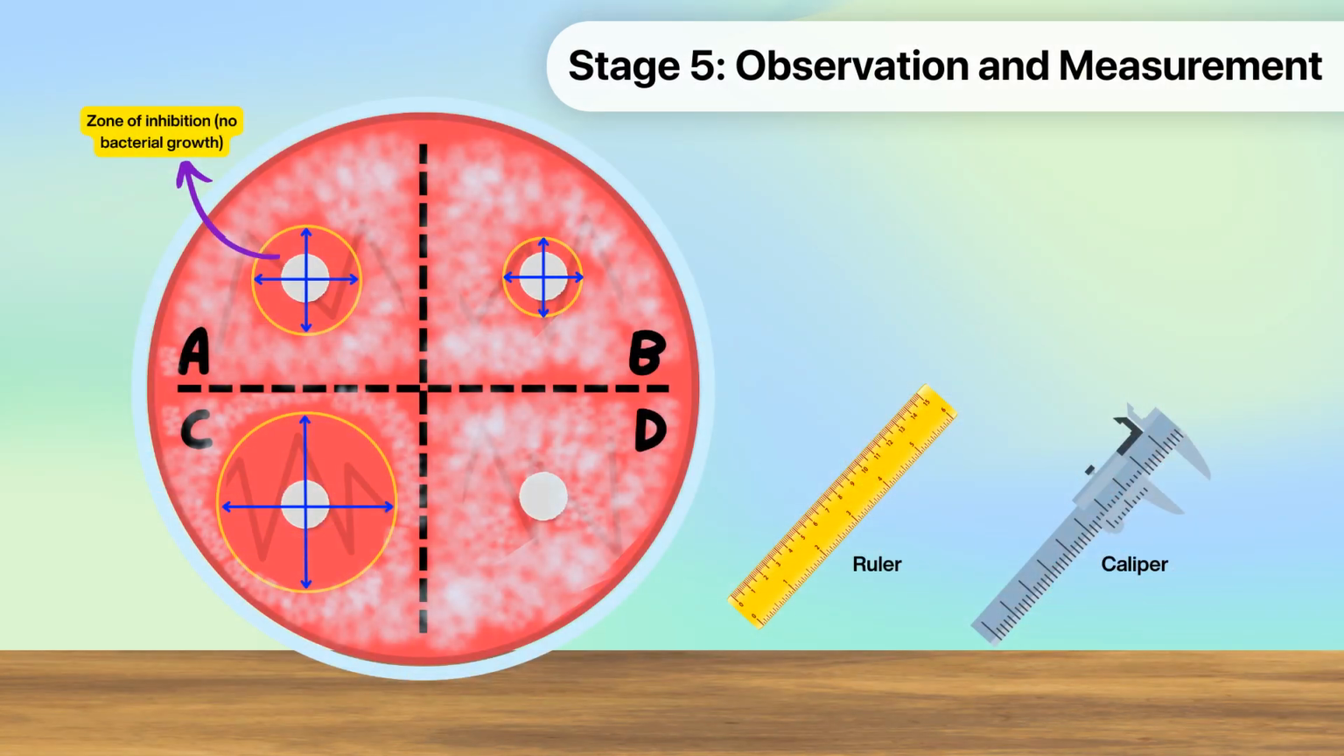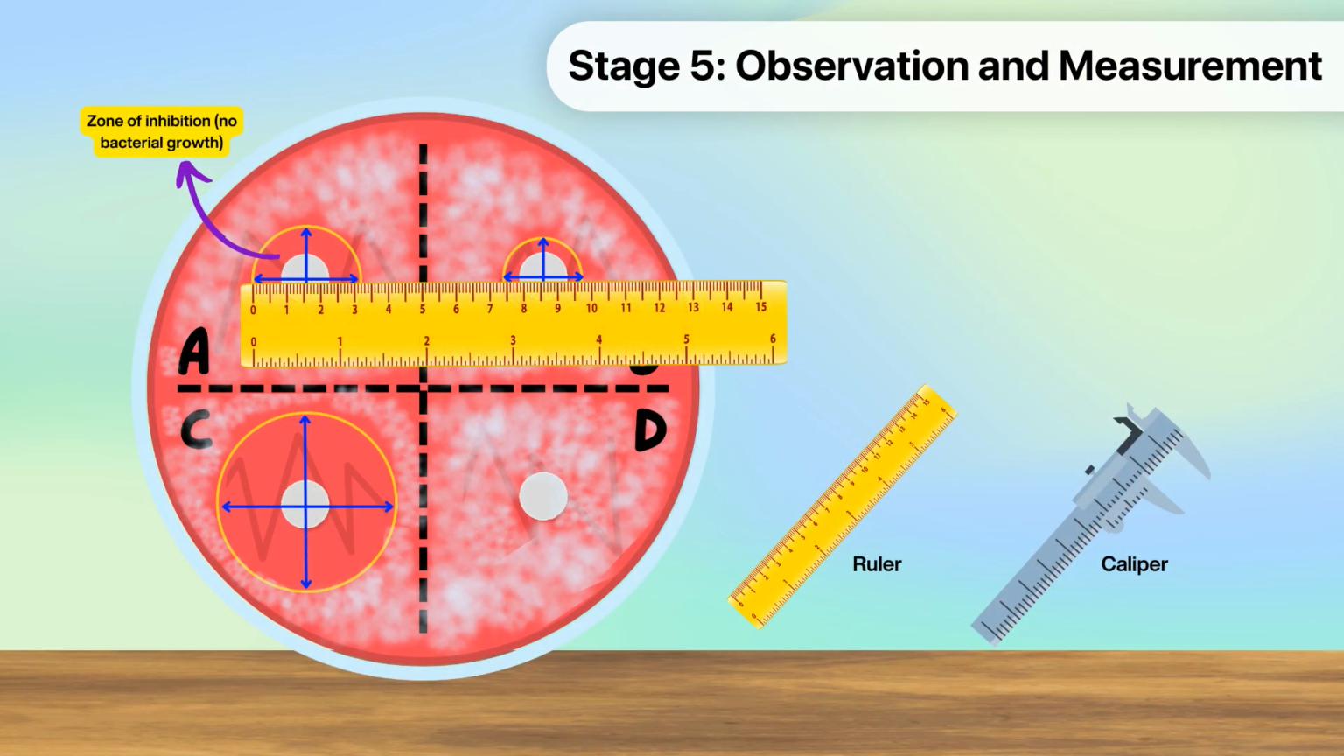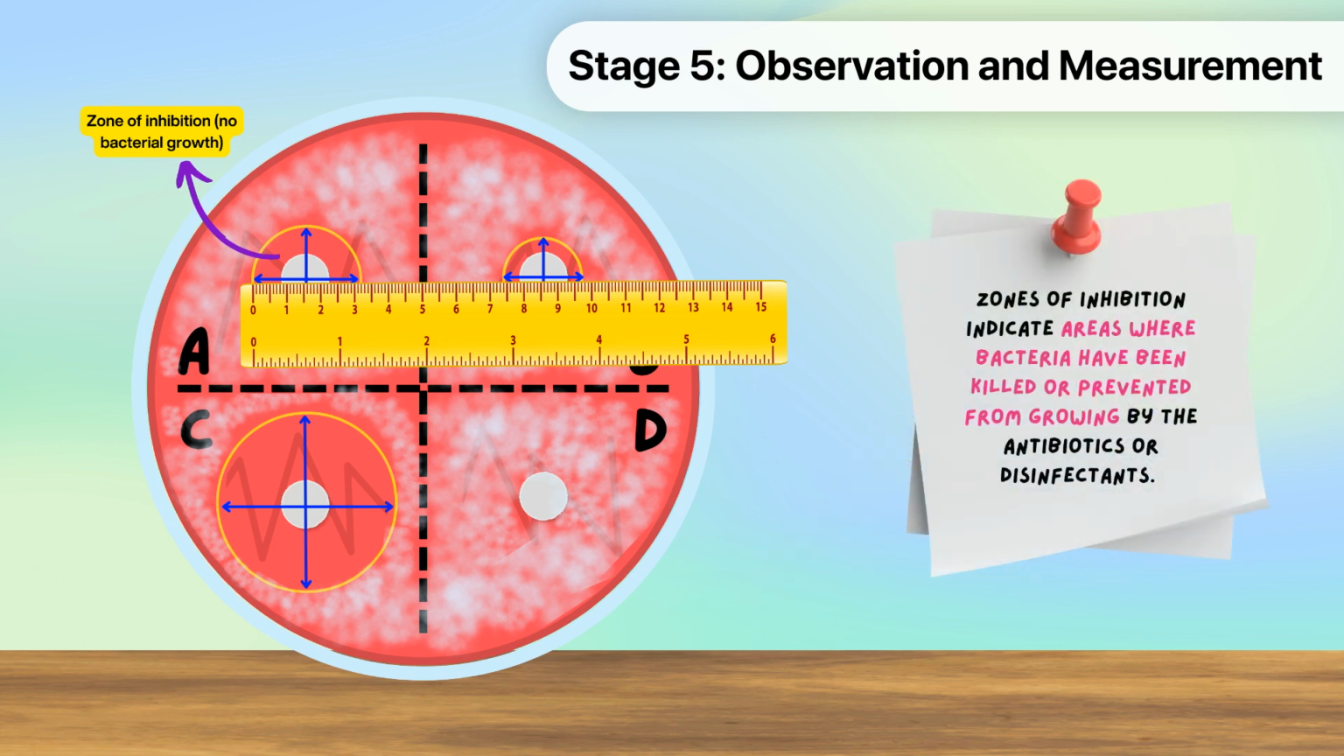Using a ruler or caliper, measure the diameter of the clear zones, known as the zones of inhibition, around each disc. These zones indicate areas where bacteria have been killed or prevented from growing by the antibiotics or disinfectants. When you observe the Petri dishes, you'll see clear zones forming around some discs where the antibiotic or disinfectant has prevented the growth of bacteria, highlighting the effectiveness of various antibiotics and disinfectants.